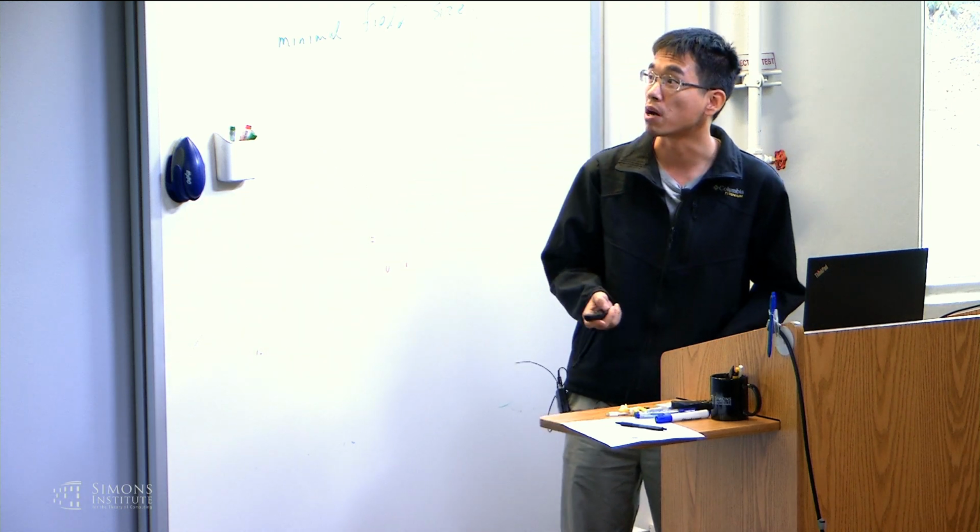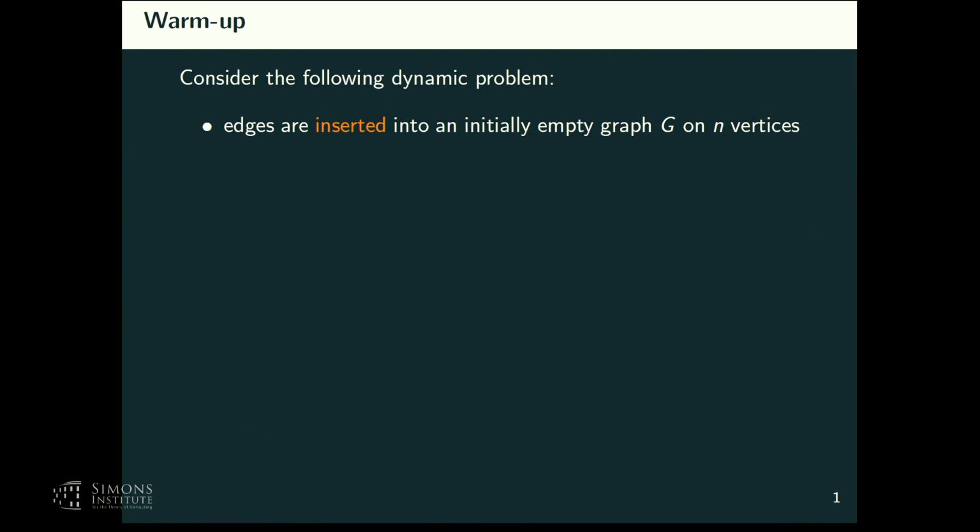Let's first do a warm-up and consider the following dynamic data structure problem, or streaming problem, depending on which community you belong to. You're first given an initially empty graph G on n vertices, and I'm going to do updates to this graph. In every update, I can insert an edge, insert this edge, insert that edge, and I will also make queries. When I make a query, the data structure you design must output a spanning forest of the current version of this graph.